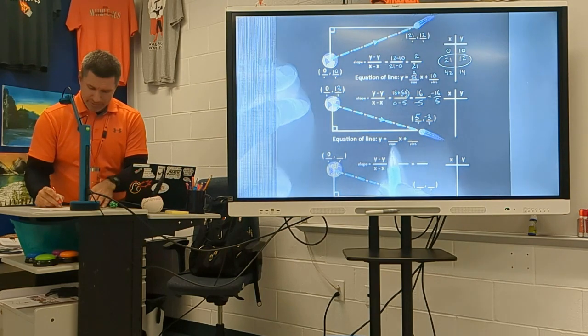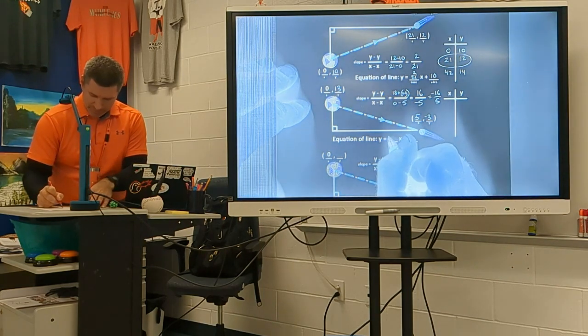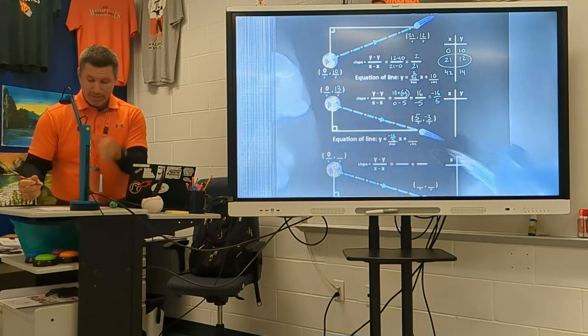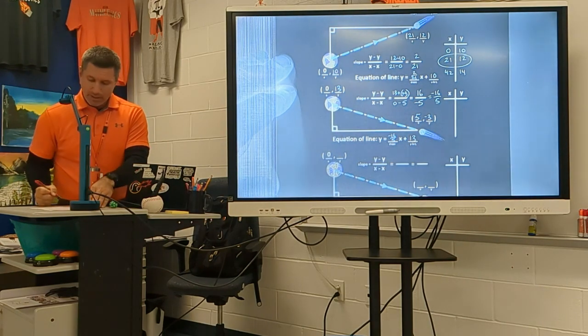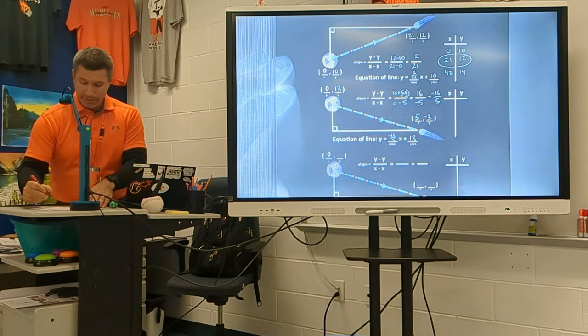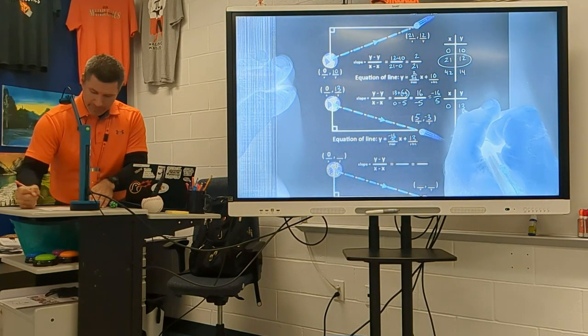Put that in the template. You might see that down here. The slope is negative 16 over 5. Where you begin on the y-axis, which is 0, 13, goes here, so 13. And now we're going to track our progress along the way. 0, 13, in the table.